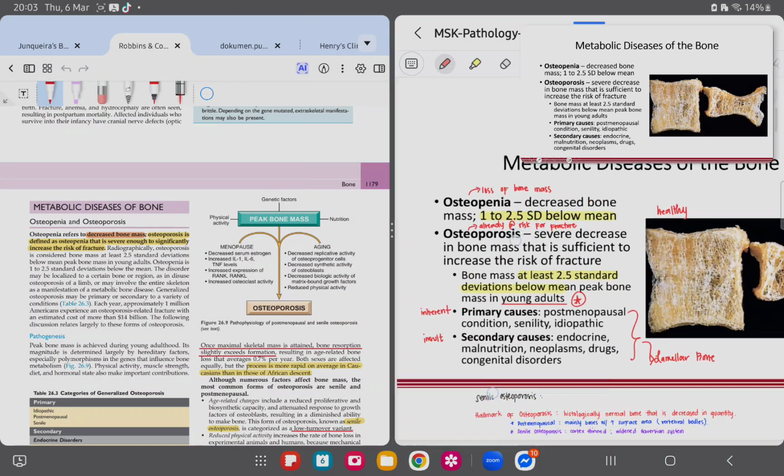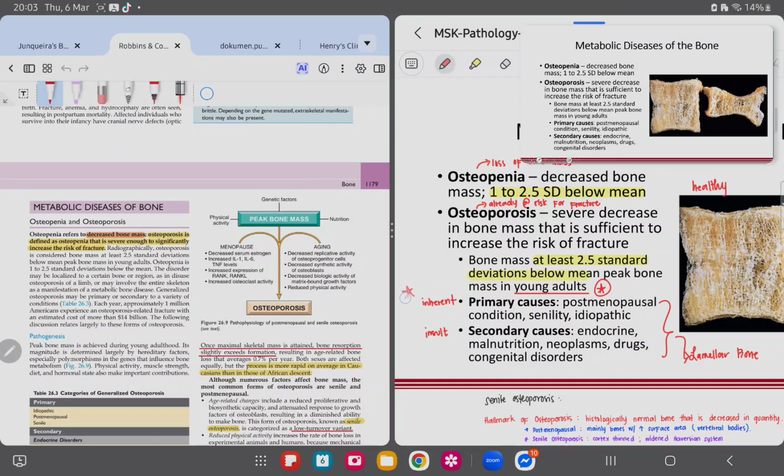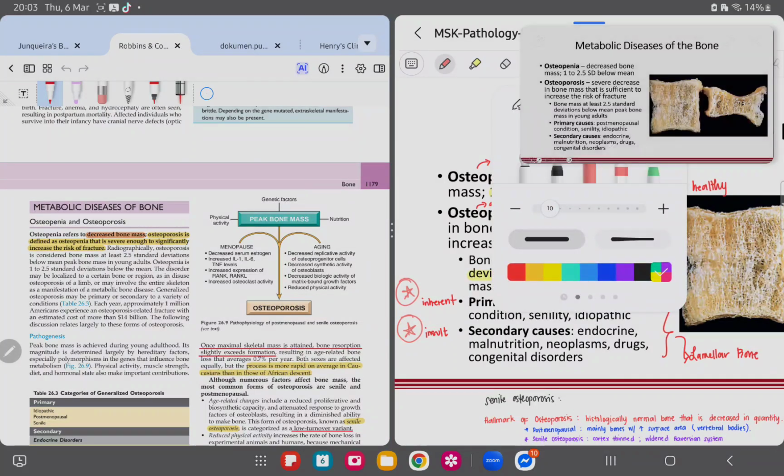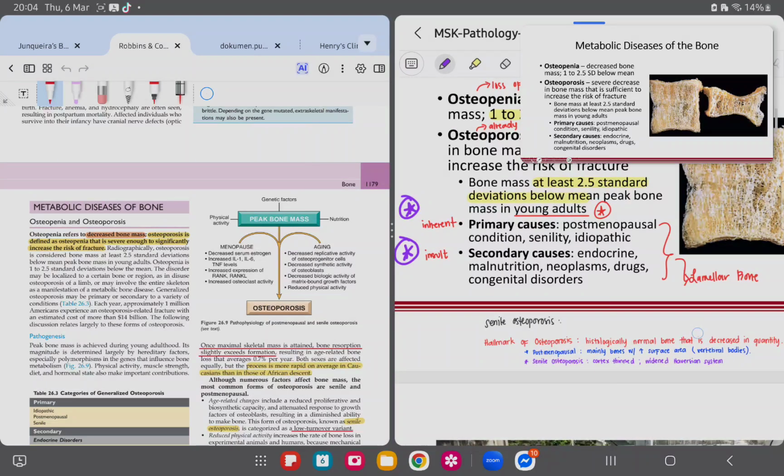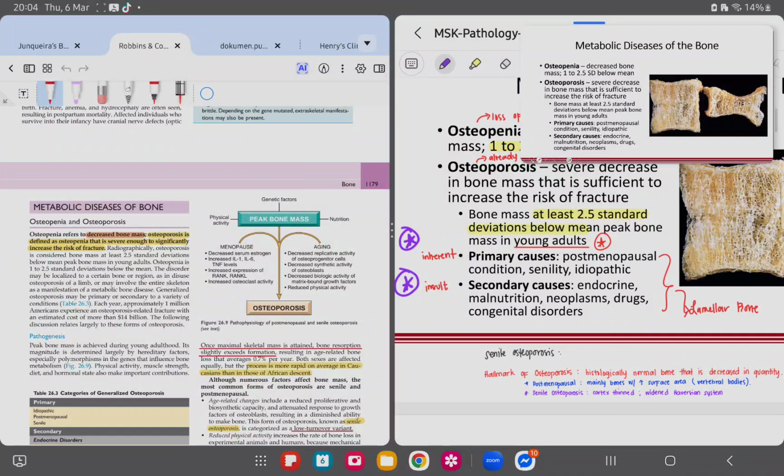The primary causes being the postmenopausal state, senility, and of course idiopathic, or wherein we do not know what resulted in the osteoporosis. On the other hand, every other insult that may cause osteoporosis may be sufficiently classified as a secondary cause. And that includes your endocrine disorders, malnutrition, certain drugs, tumors or neoplasms, and congenital disorders. So congenital disorders, although we did not discuss them extensively in your lecture, I gave that as a reading assignment so that you may be able to read through your Robbins.